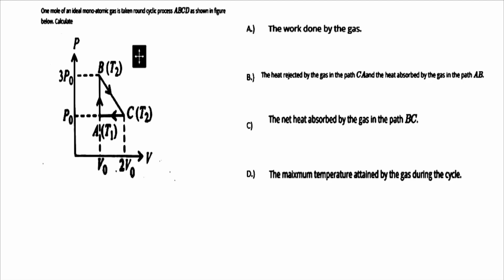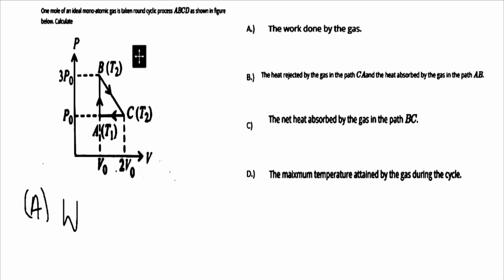सेकेंड पार्ट कहता है: the heat rejected by the gas in the path C to A, and the heat absorbed by the gas in the path A to B, ये कैलकुलेट करनी है। थर्ड पार्ट है: the net heat absorbed by the gas in the path B to C, and the fourth part is the maximum temperature attained by the gas during this whole cycle. So we'll start from part A.